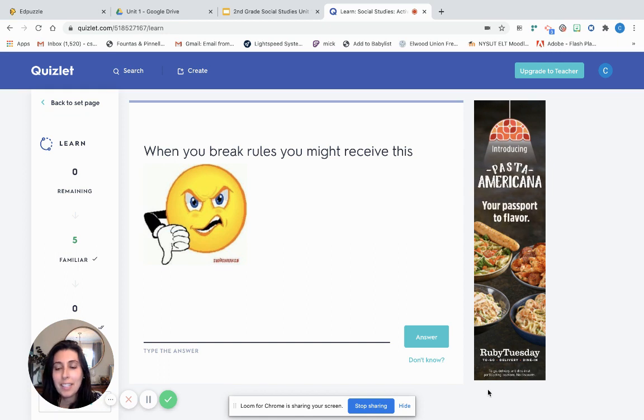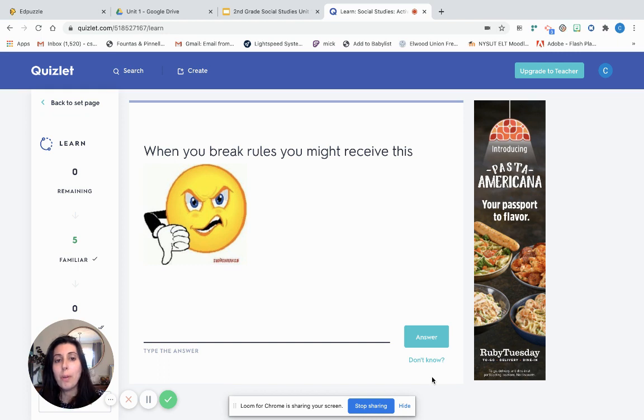Okay, so this next game is just a little bit trickier. Let's see how we do with this. Now we don't have the words in front of us, so we have to remember those vocabulary words. So I'm going to read a definition. You call out what word you think goes with that definition. When you break a rule, you might receive this. Call it out in 3, 2, 1.